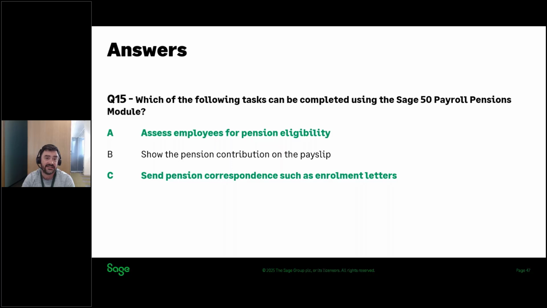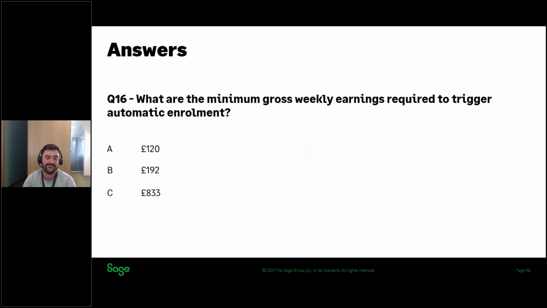So the pensions module is designed to reduce the admin burden of automatic enrolment, and it includes options for pension assessment, sending pension data to pension providers, and sending pension correspondence to your employees. You don't need the pensions module in order to show a pension contribution on the payslip. That's built in as part of just the usual functionality of payroll. It's the pensions module that helps you specifically with the auto enrolment duties. And question 16, what are the minimum gross weekly earnings required to trigger automatic enrolment?